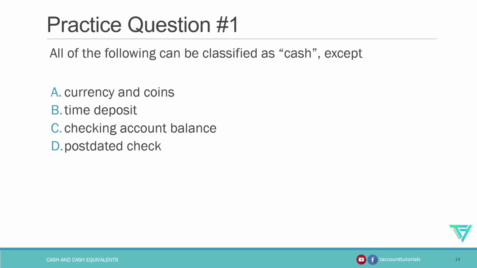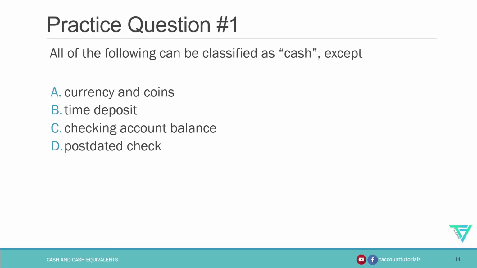It says here which of the following is not considered as cash. Letter A and letter C are definitely classified as cash. So we have eliminated those two choices. Let's review letter B and letter D. Which of the two is not classified as cash? Is it time deposit or post-dated check?